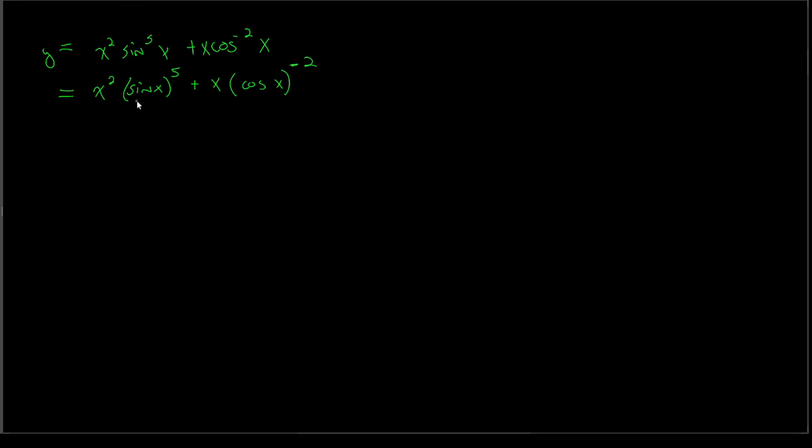And so we have the sine of x to the fifth power, and we have the cosine of x to the negative 2 power. So when we go to take dy dx, we'll have to take a derivative across all of this function. And so as we take the derivative, the first thing we're going to run into here is a product rule.